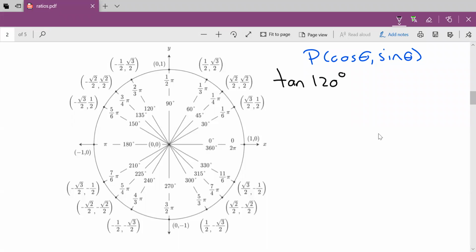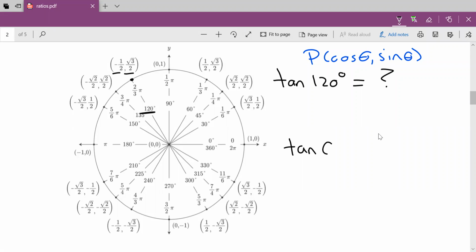All right, let's look at finding something more difficult. The exact value of tangent 120. What's the exact value of this equal to? Well, I go to 120. It's right there. That's great. But tangent isn't part of my points. Well, x is cosine and y is sine. So how do I get tangent? Well, let's think about this for a second.